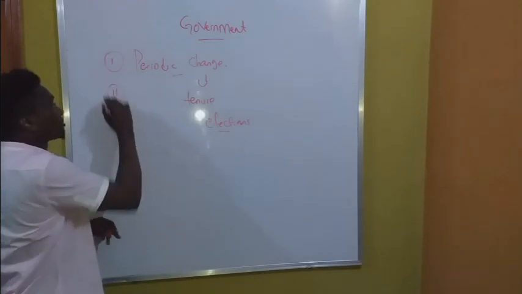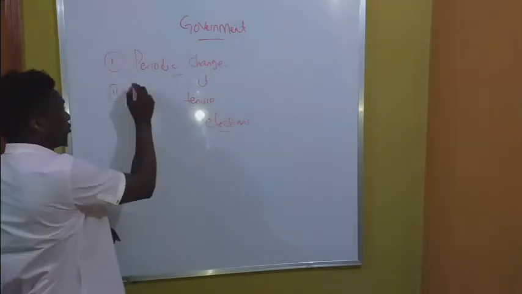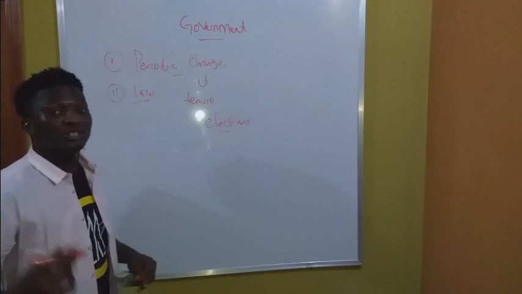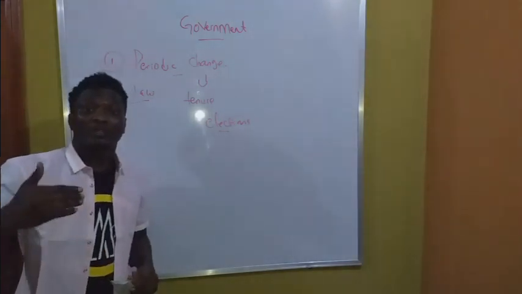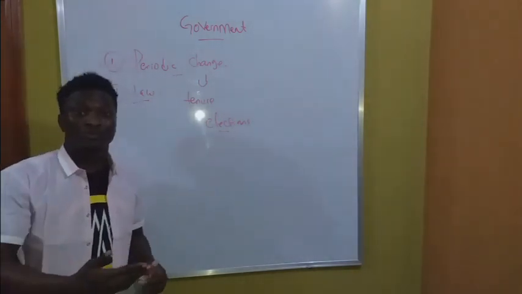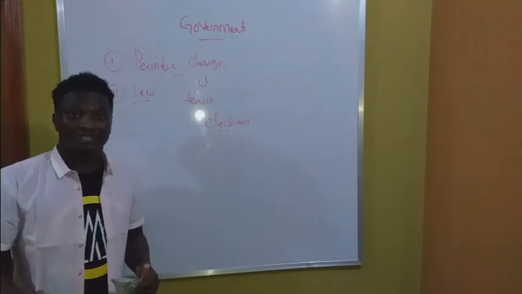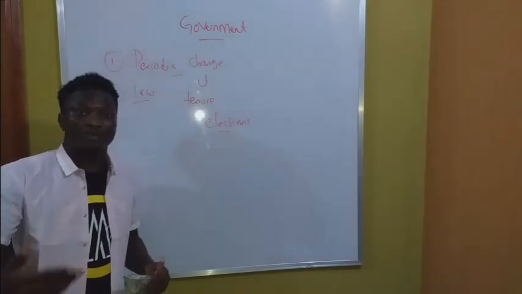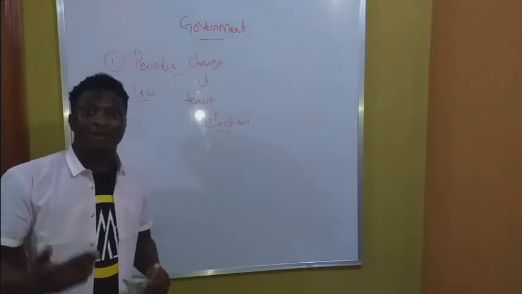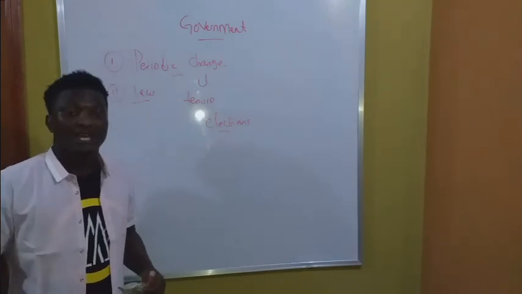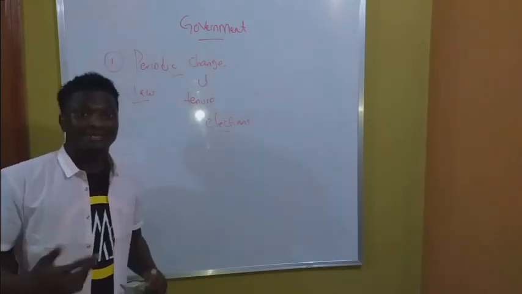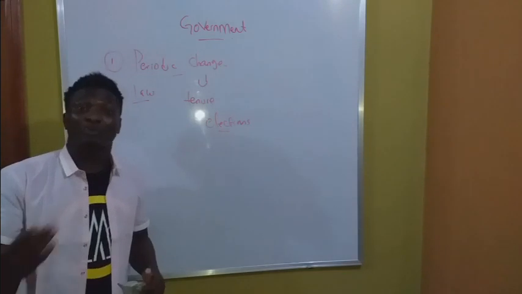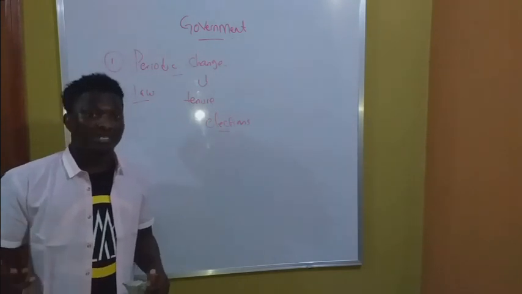Another attribute of government is law. I mentioned earlier that laws are simply principles, rules, and regulations that govern the affairs of people in a bid to ensure peaceful coexistence, and it is made by the legislature, which is primarily responsible for law making.